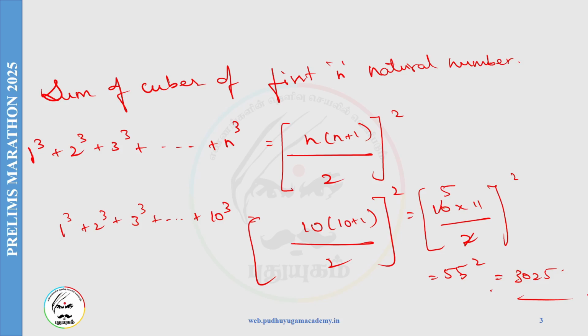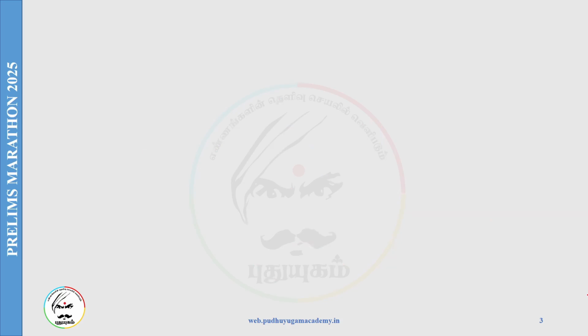We have seen 3 formulas for natural numbers, right? First one, the sum of first n natural numbers, the formula is n of n plus 1 by 2, for cubes it is the same formula whole square, and for the sum of squares of first n natural numbers it is n of n plus 1 into 2n plus 1 divided by 6, right? Now we are going to focus on whole numbers, right?